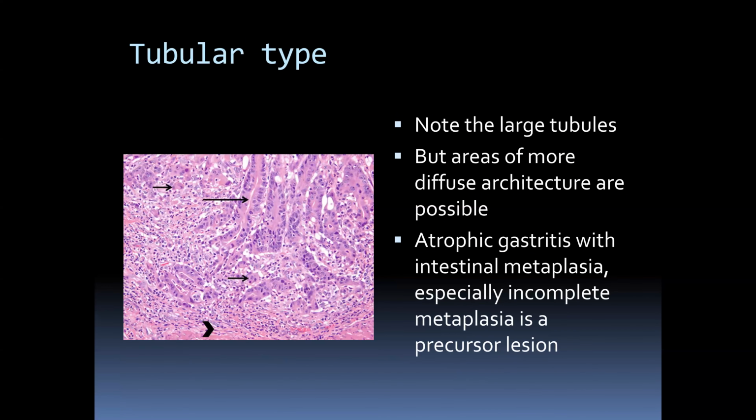So just to illustrate some of these things, this is a nice example of a tubular type. You see we have nice long elongated tubules. You may even have some sort of almost intestinal type differentiation in this tumor. But there can be some more diffuse type areas that you see here. And these are tumors that not infrequently arise in the setting where there's been intestinal metaplasia. So atrophic gastritis is a precursor for this type of carcinoma.